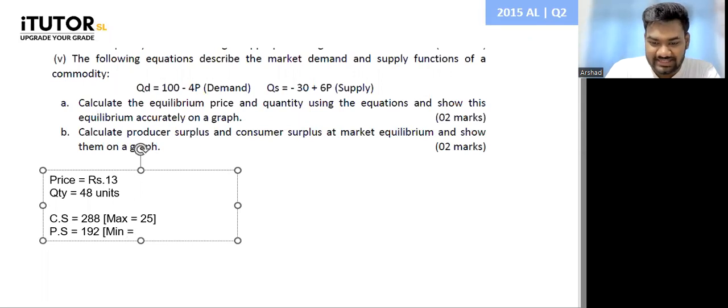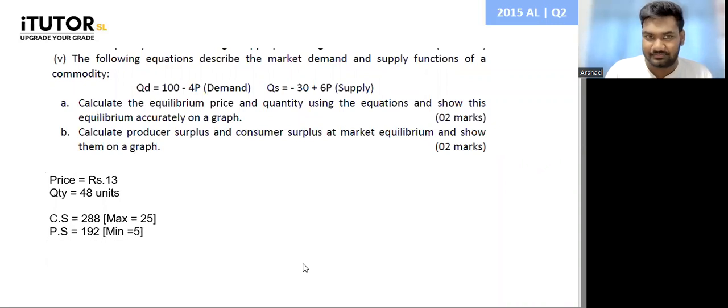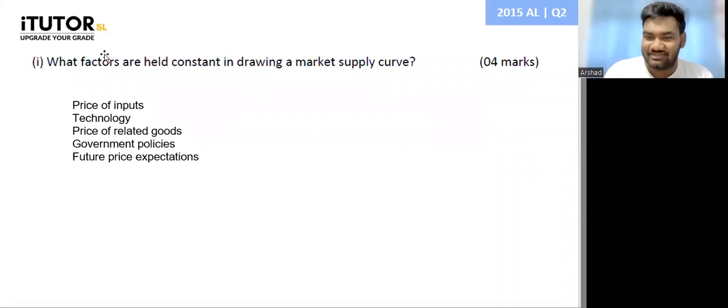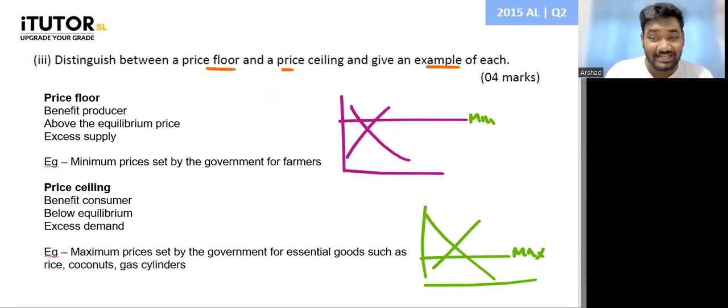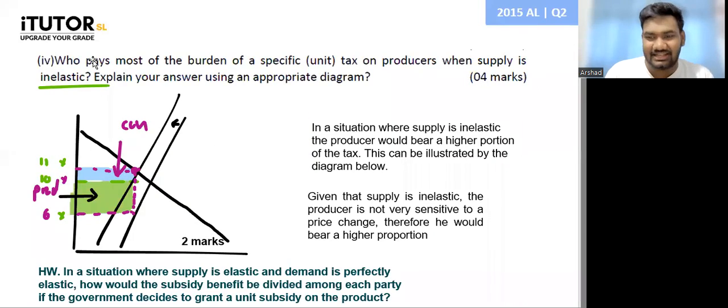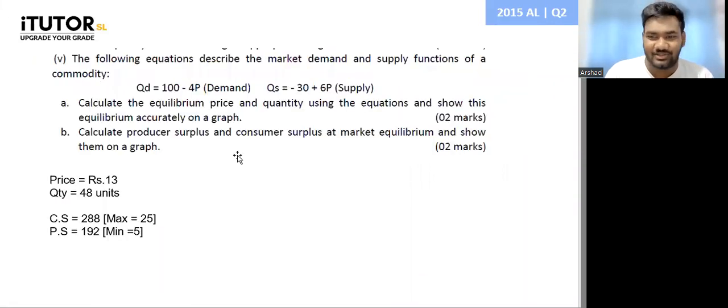Right. So I'm guessing you all can do that, and you can show that on a graph, guys. I'm not going to draw it one by one. Okay. Can handle now: equilibrium price, quantity, consumer surplus, producer surplus. Anyone? No one has issues there. Right. So how much do you think you would have got in this paper, 2015? The first question was very easy, factors held constant. Second question, income and substitution effect. Third question, distinguish between price floor and price ceiling. Fourth one was the little tricky one, the inelastic supply and tax. And the last one again, it's almost 3 marks. How much out of 20?